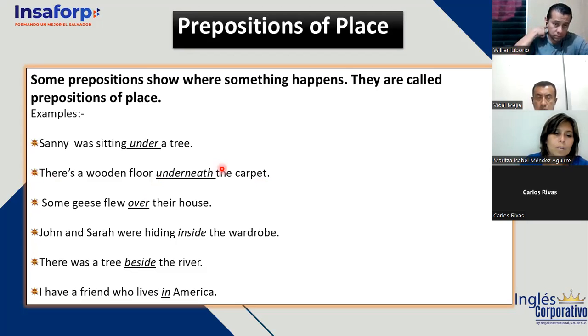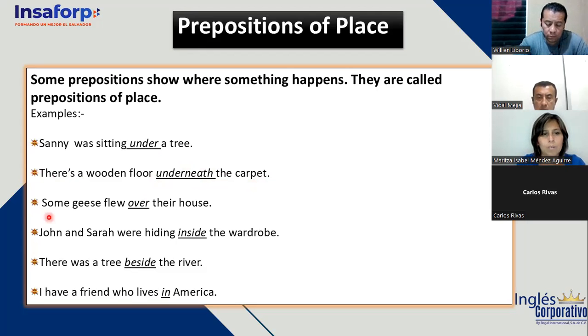Have you ever heard underneath before, or is it the first time that you're listening to that preposition? I think that is por debajo. Por debajo, yes, exactly. So it says there's a wooden floor underneath the carpet.